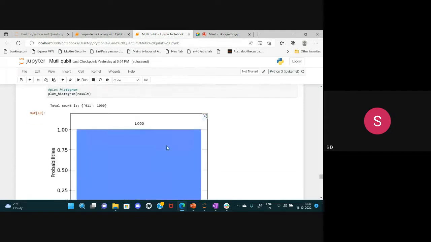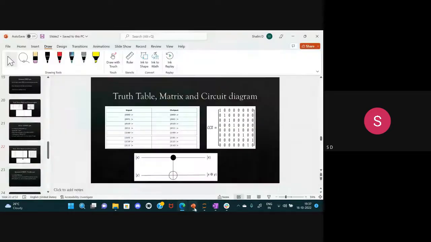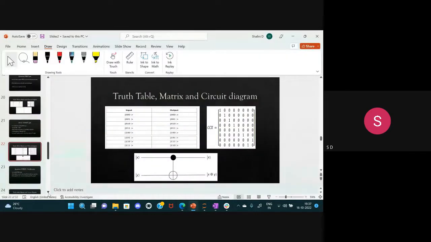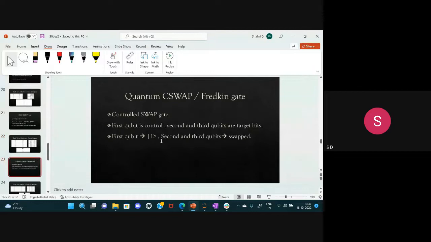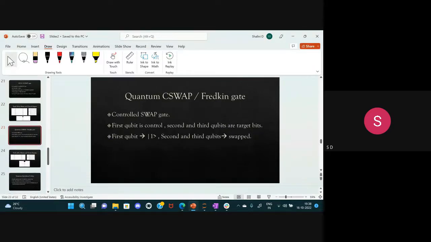This is what the CCNOT gate is. Okay, I hope this is clear. Very easy, similar to the CNOT gate only. Just doing self study is enough, I feel. Next is the quantum C swap gate.